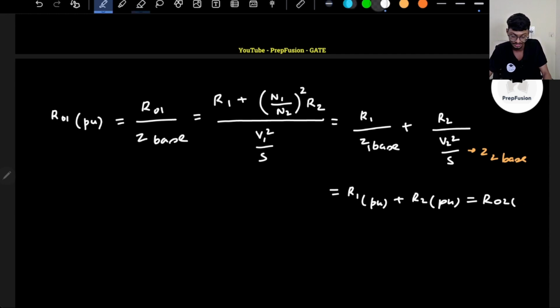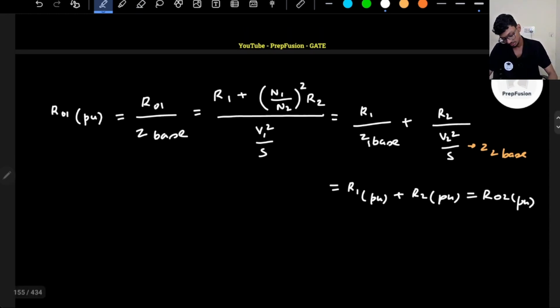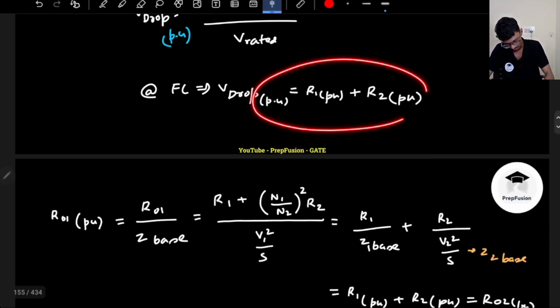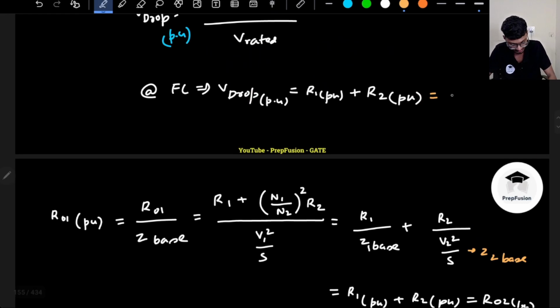What is R1? What is R2? R1 is the primary winding resistance. R2 is the secondary winding resistance. So this I can actually replace here. My full load drop, actually there is a formula, very famous formula. Full load drop will be equals to R1 PU. My full load copper loss also will be equals to R1 PU, or it will be equals to RO2 PU, because both are same only in per unit.